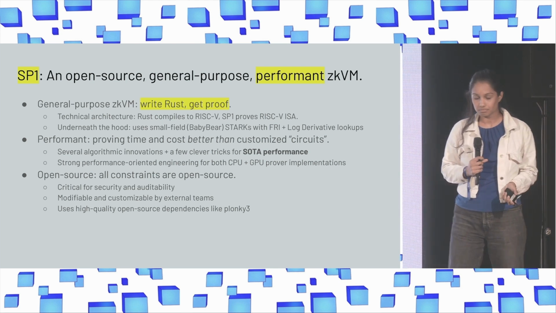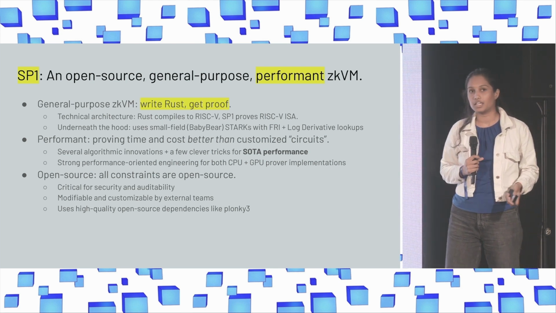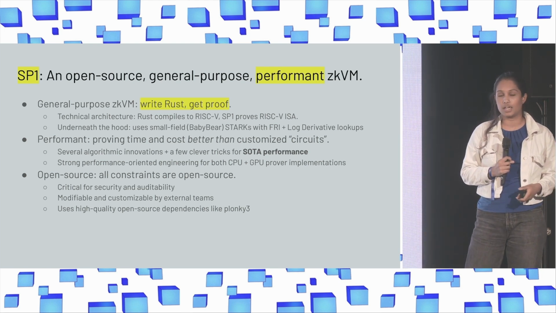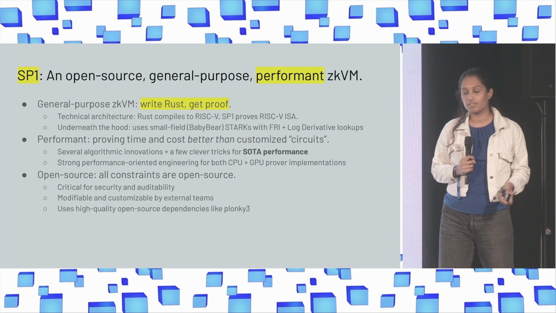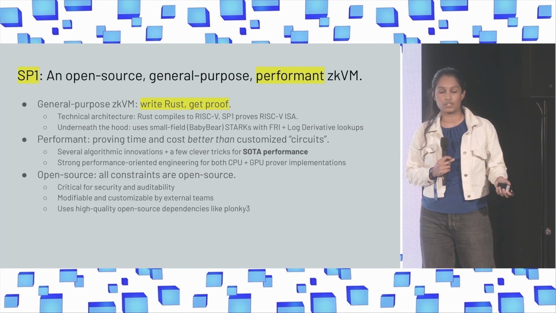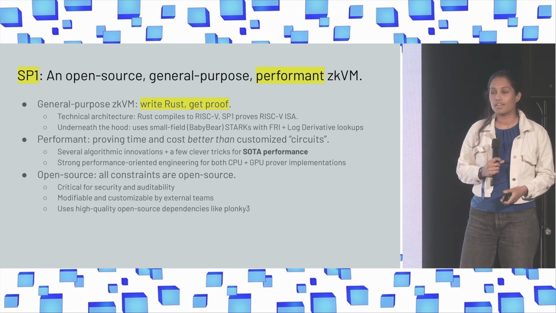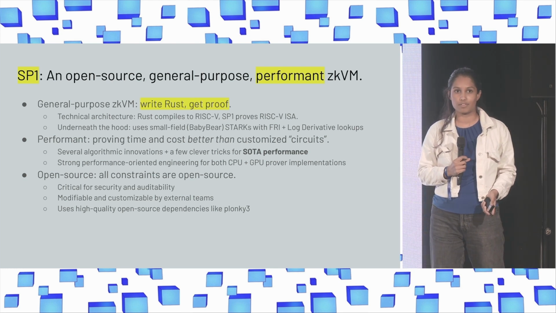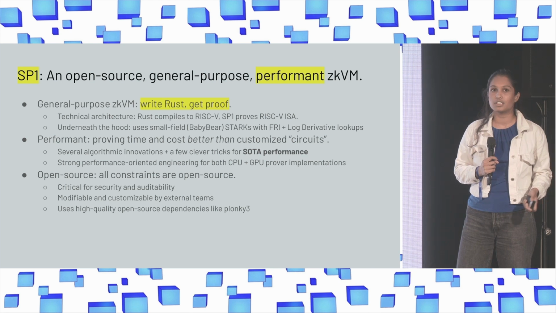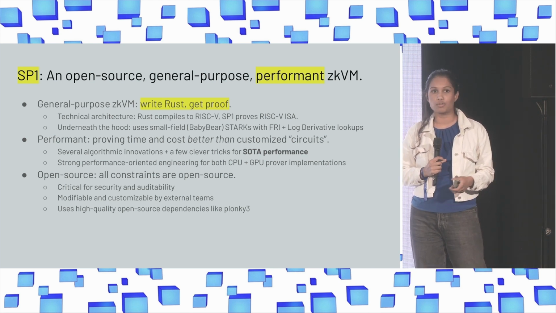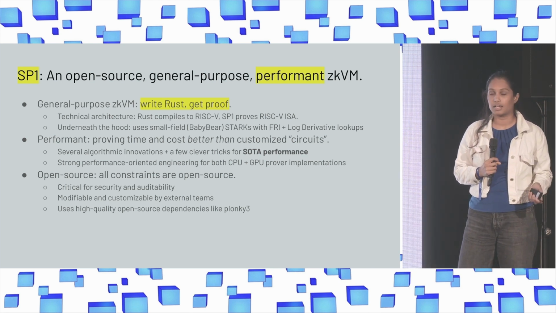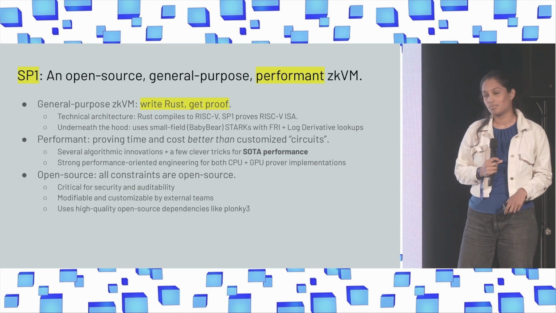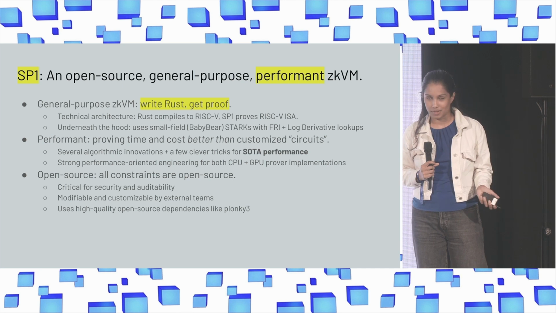It's kind of magical. The technical architecture underneath SP1 and most zkVMs is that you have Rust, and it compiles to a normal ISA called RISC-V. It's a reduced instruction set. It's a standard target of the Rust compiler. And then our zkVM SP1 proves the correct execution of the RISC-V ISA. And then underneath the hood, we use STARKs and small field, BabyBear, FRI, and log derivative lookup arguments, and a bunch of other stuff. I could probably spend hours talking about that. But kind of the whole point of a zkVM is you guys don't have to worry about that stuff. Only we do.